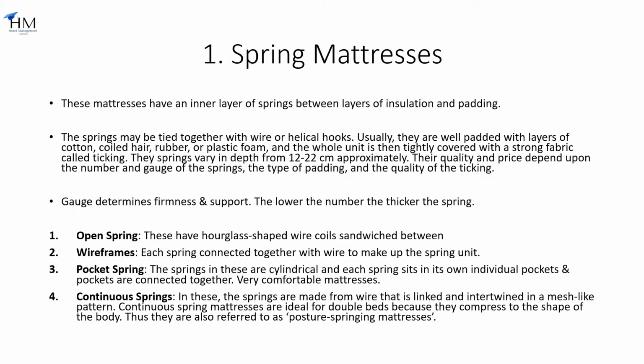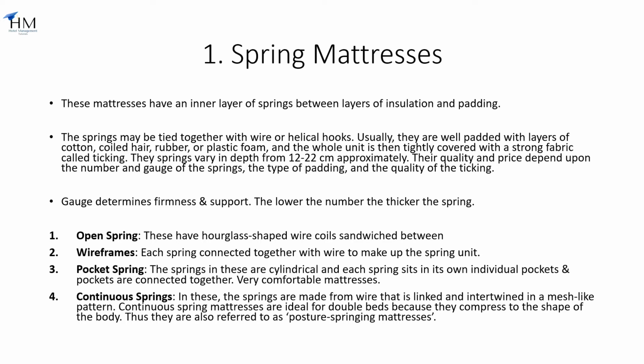The first variety of mattresses is spring. These mattresses have an inner layer of spring that is insulated or padded on both sides with different types of material like cotton, coiled hair, rubber or plastic foam. Then the whole unit that includes springs and padding is tightly covered with a strong fabric called ticking. The depth of the springs may vary from 12 to 22 centimeters approximately.